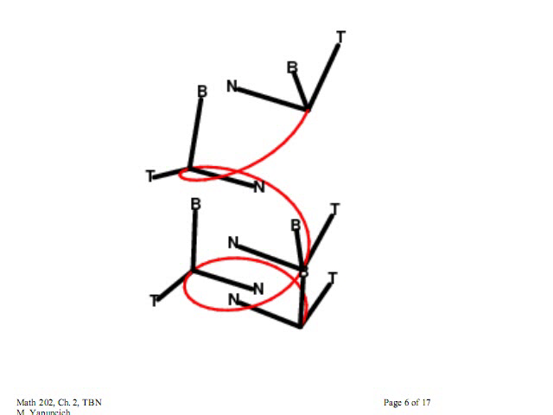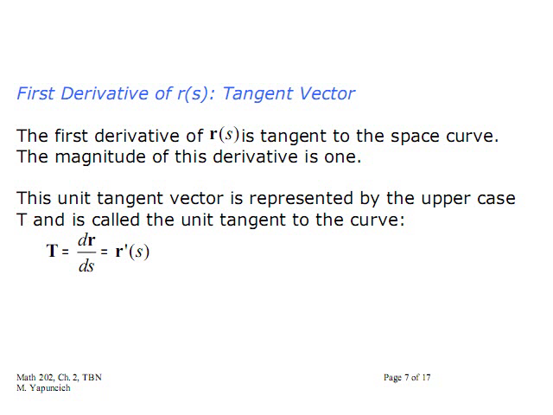Now, I mentioned with the picture of the roller coaster that the TBN frame moves as you move along the space curve, and this is just another example of that. So now we're going to calculate these vectors.